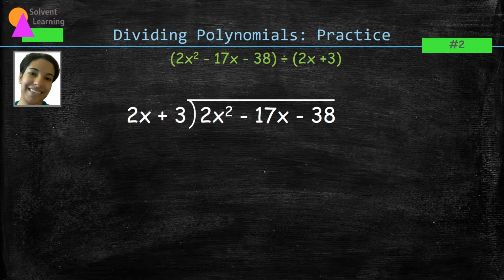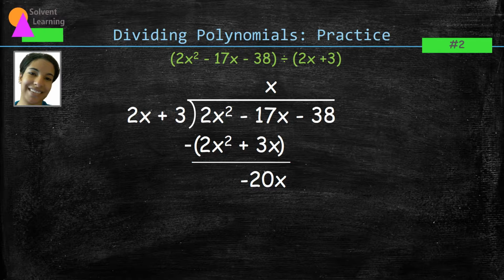Okay, take the 2x squared divided by 2x, gives us x, multiply the x times 2x plus 3, you get 2x squared plus 3x. Subtract that from the dividend, we're left with negative 20x. Bring down the next term from the dividend.